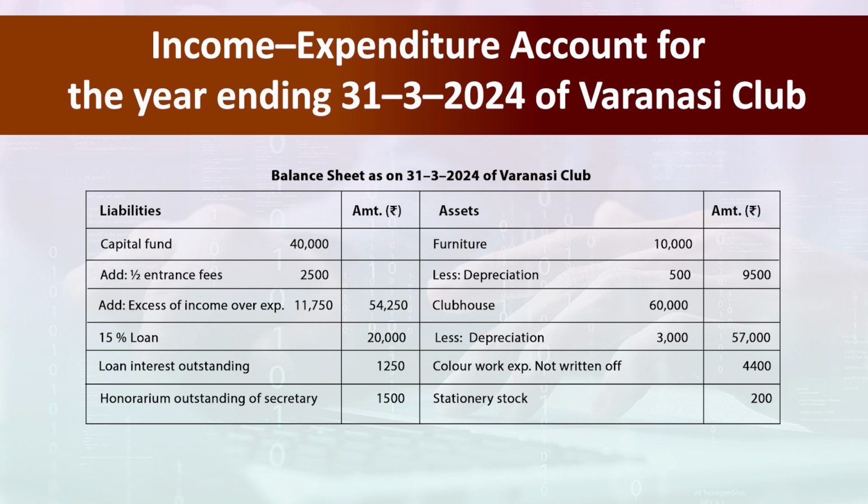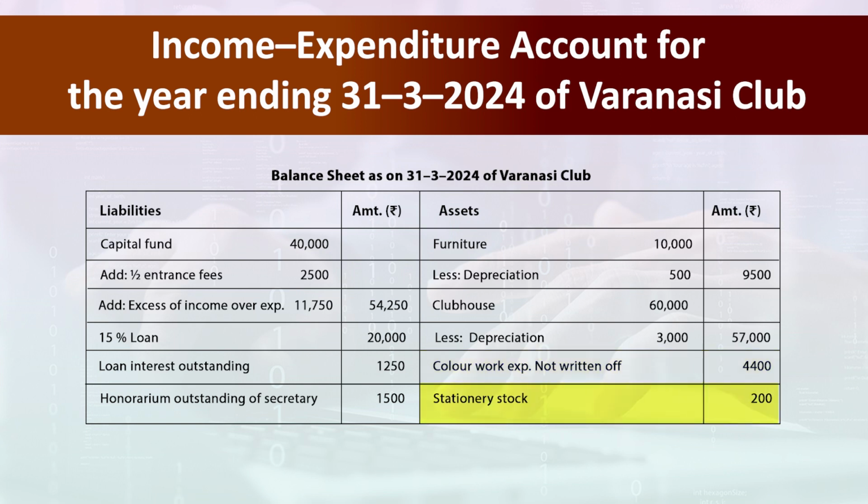Then we have the balance sheet as on 31/3/2024 of Varanasi Club. Let us see the asset side first. Furniture of rupees 10,000 is recorded. From it, we deduct depreciation of 500. The final amount comes to 9,500 rupees. The next entry is clubhouse for rupees 60,000. From it, we deduct depreciation of rupees 3,000 and we get the net amount as 57,000. The color work expenses not written off are recorded at 4,400.